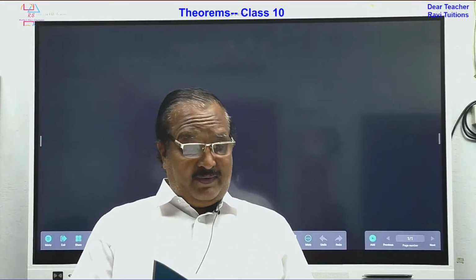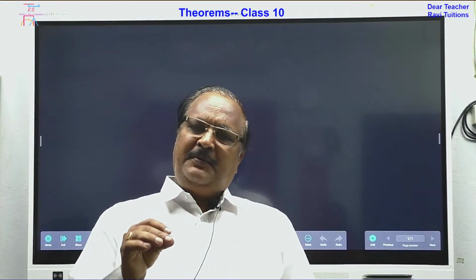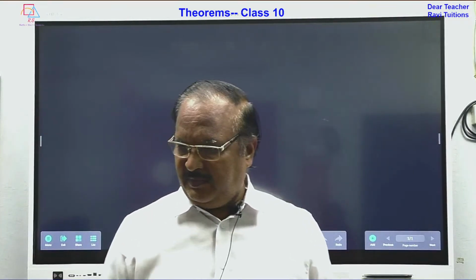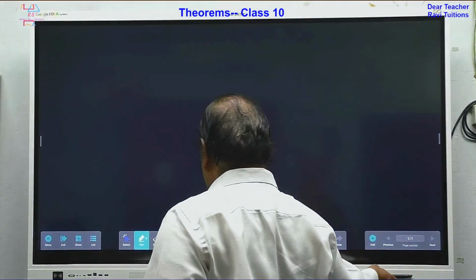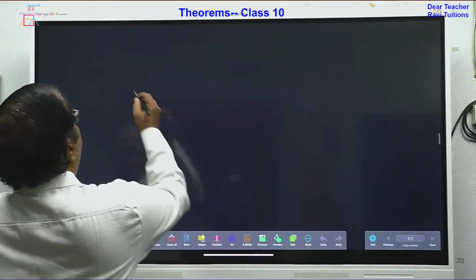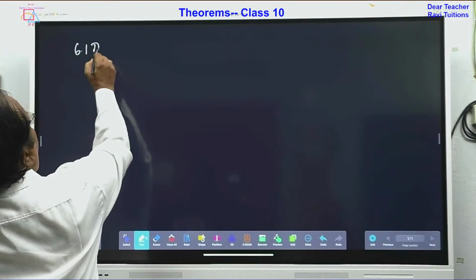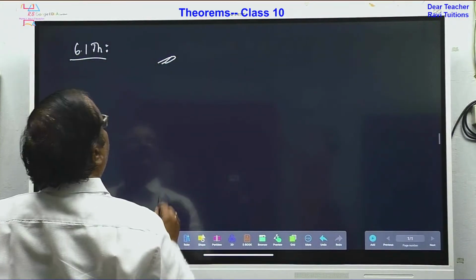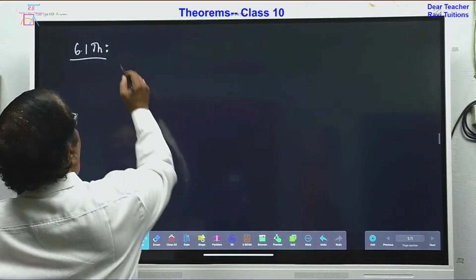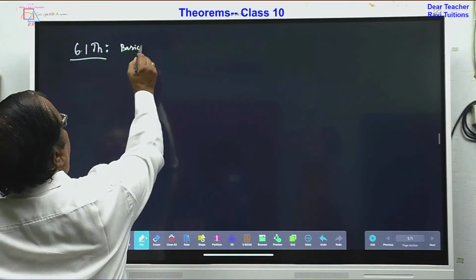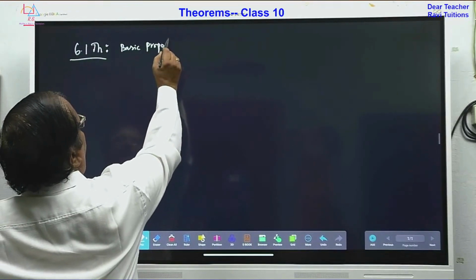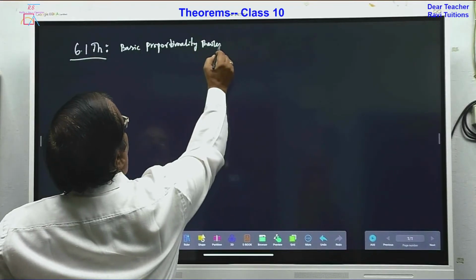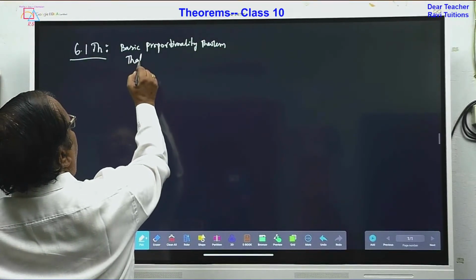In triangles, very important theorem, that is the 6.1 theorem. 6.1 theorem is very important. This is also called the basic proportionality theorem. And this is also called Thales theorem.